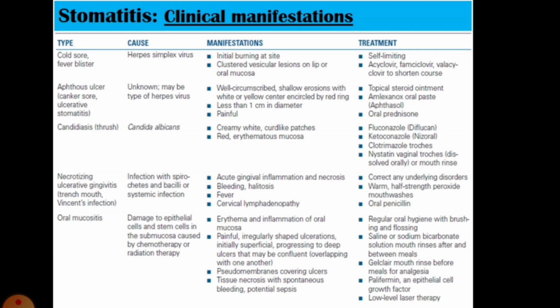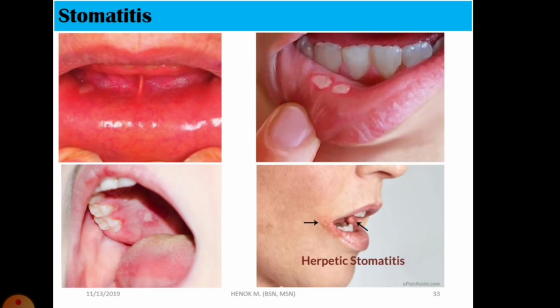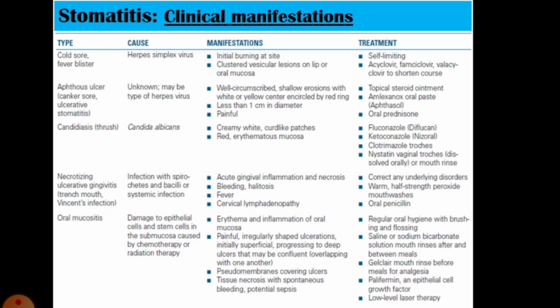Next is aphthous ulcer, canker sore, ulcerative stomatitis. The cause is unknown and may be a type of herpes virus. Manifestation is well-circumscribed shallow erosions with a white or yellow center encircled by a red ring, less than 1 centimeter in diameter. Treatment is topical steroid ointment, amlexanox oral paste, oral prednisone.